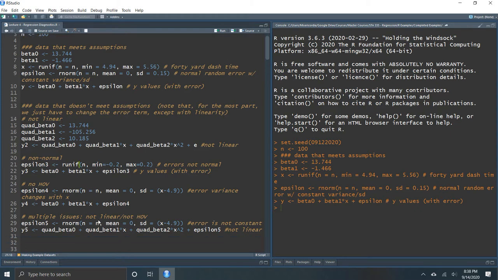Now here I'm going to generate several different data sets that don't meet specific assumptions. So I'm going to make a not linear data set. This will be a quadratic data set.